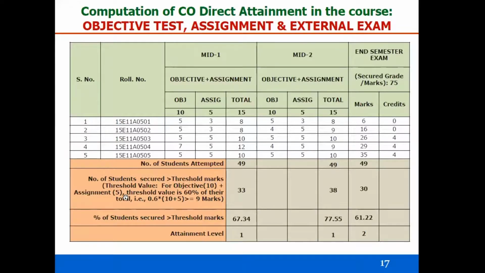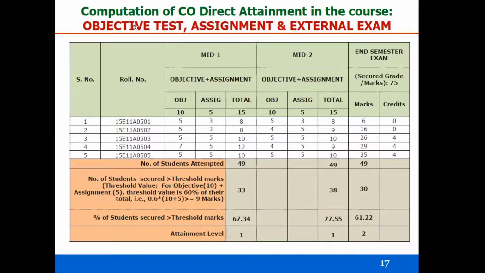Then the number of students who secured greater than threshold marks. For objective plus descriptive, what is the threshold mark we have taken out of 15? 60%, so here 9. If your subject is difficult, then you may take greater than or equal also. If it is easy, you can take greater than only. For example, here we consider greater than or equal to 9. So 9 and above, how many students secured out of 49? Let us say the count is 33 students. Then the percentage of students who secured greater than threshold marks is 33 by 49, so you will get 67.34.